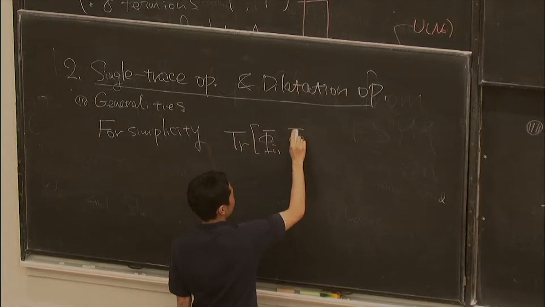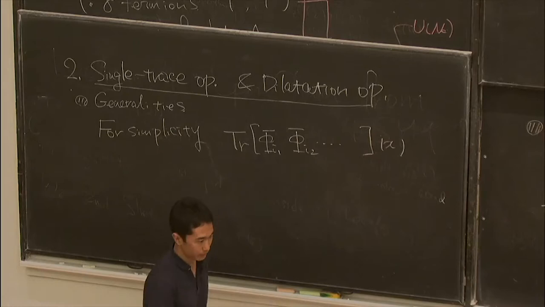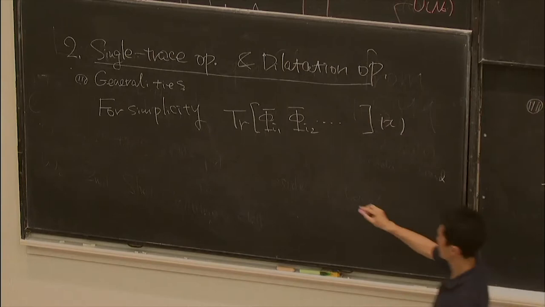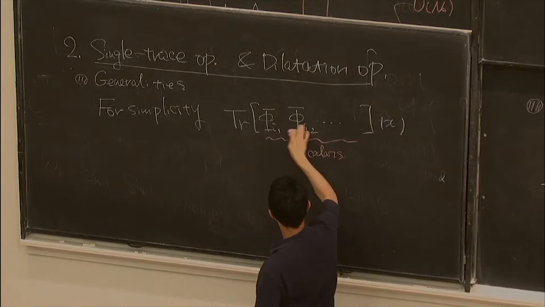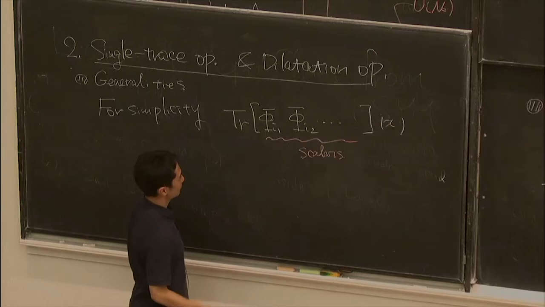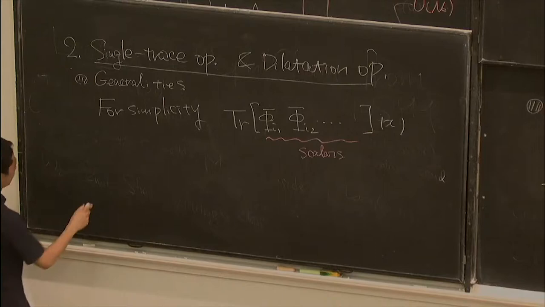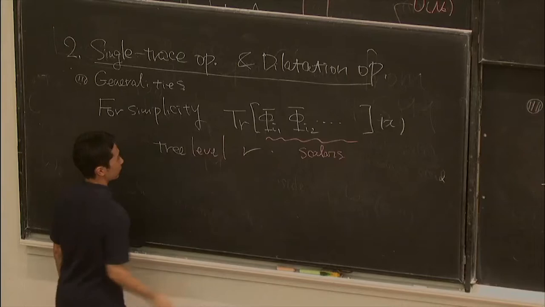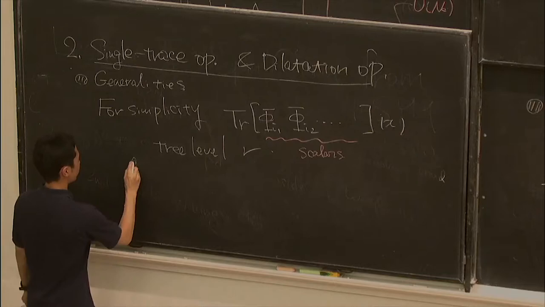So the typical form of this operator is given by something like this. I just assume that all the fields inside the trace are scalars. For each field, there are basically six choices, because we have six real scalars. And of course, this kind of operator looks okay because it's gauge invariant, and it's indeed okay at tree level. But there is, of course, a problem at loop level.